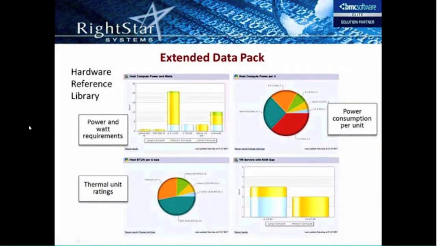The last one for the extended data pack is that hardware reference library. So here's where I was alluding to the power and watt requirements. And I can see here on this chart, that yellow is my medium compute, so I've got a large compute in blue. So again, it looks to be about 5 machines that are running that. Those would be good candidates to, again, move off, if it's virtualization, or at least pull off the applications they may be running, host those on different machines so we can decommission those boxes.